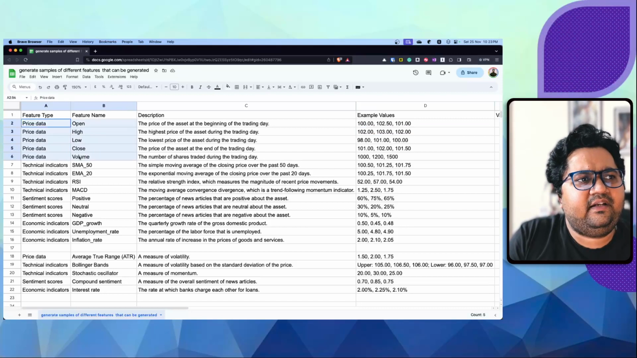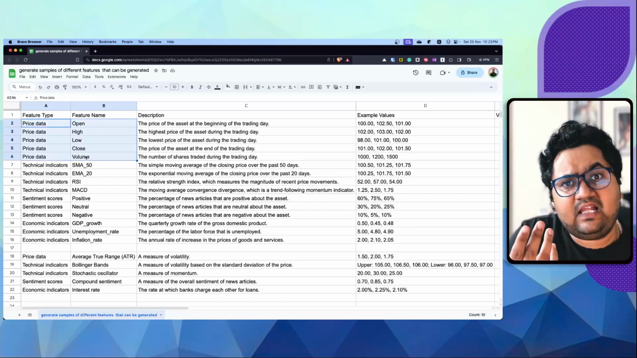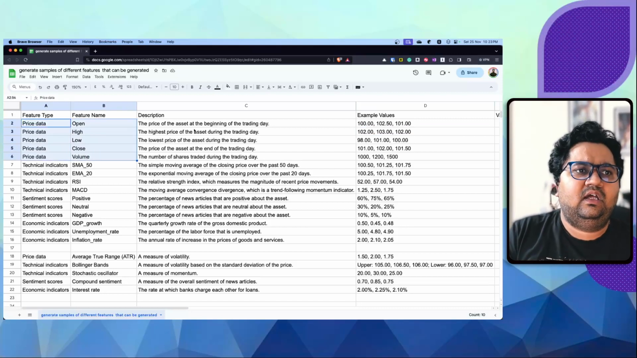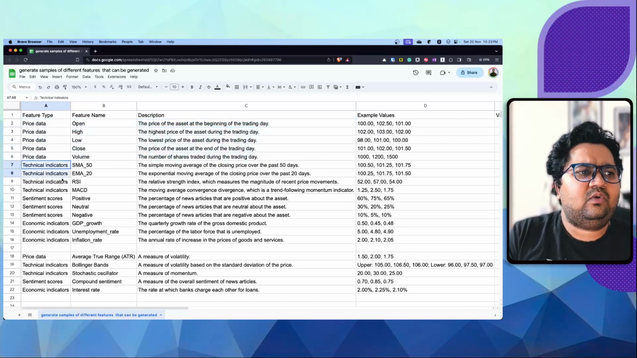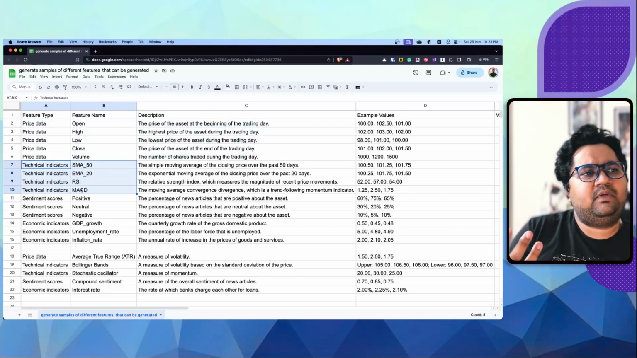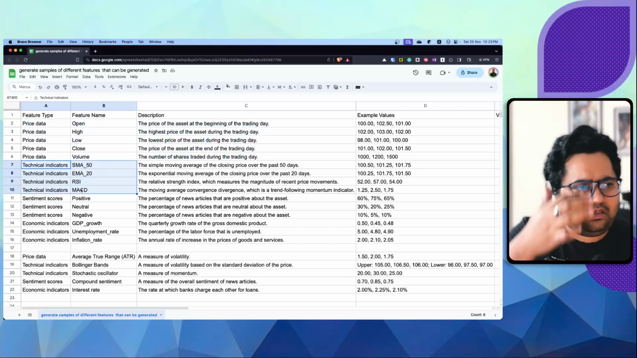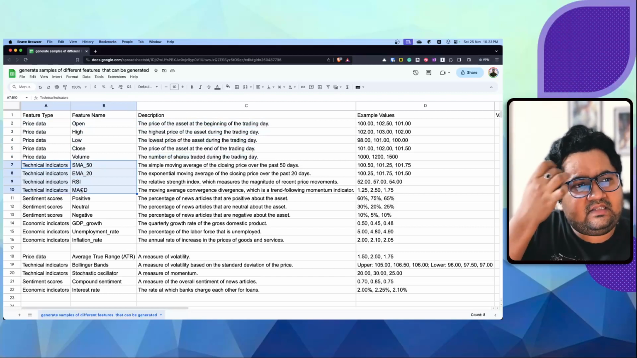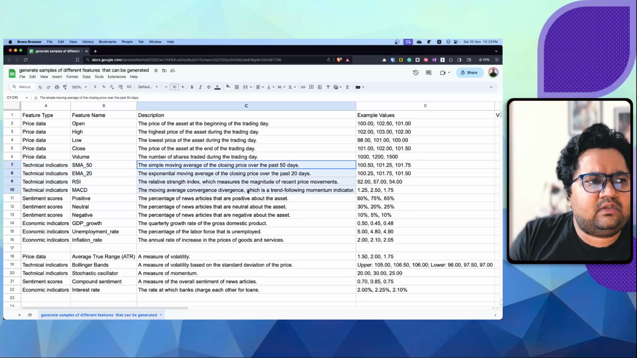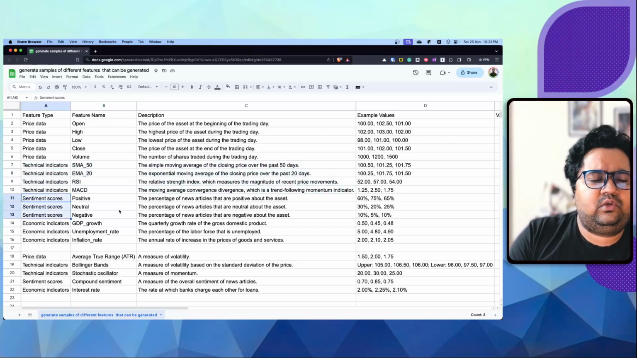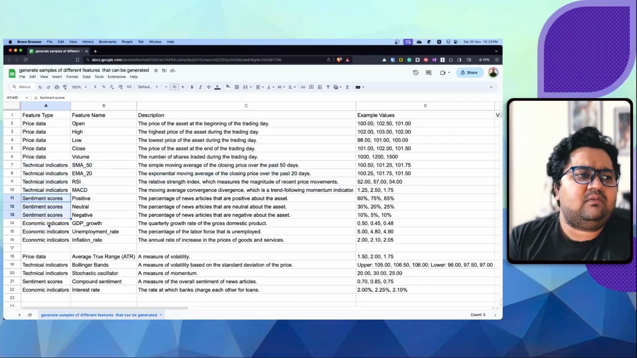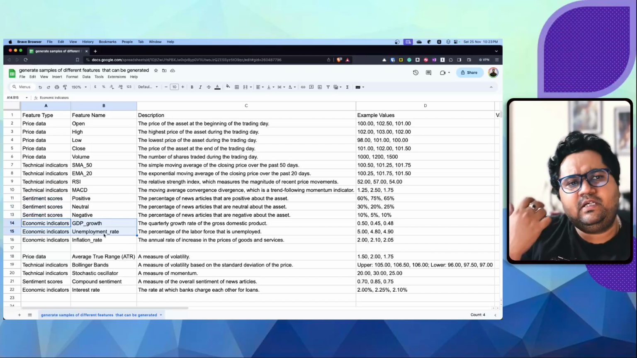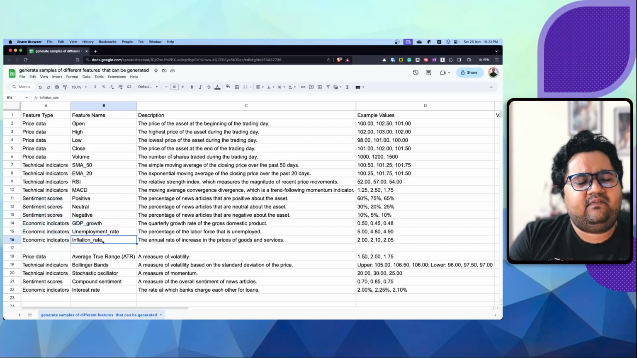One is the pricing data, which could be OHLCV. These itself are features if you think about it. And a small description, I think everybody knows it, and the values. Then you could have simple technical indicators. The common ones, you could do 50, 20 SMA, EMA, RSI, MACD, stuff like that, and the description here. You could have sentiment scores that are neutral, positive or negative about a certain topic or theme. And you could have economic indicators like GDP growth, unemployment rate, inflation rate.